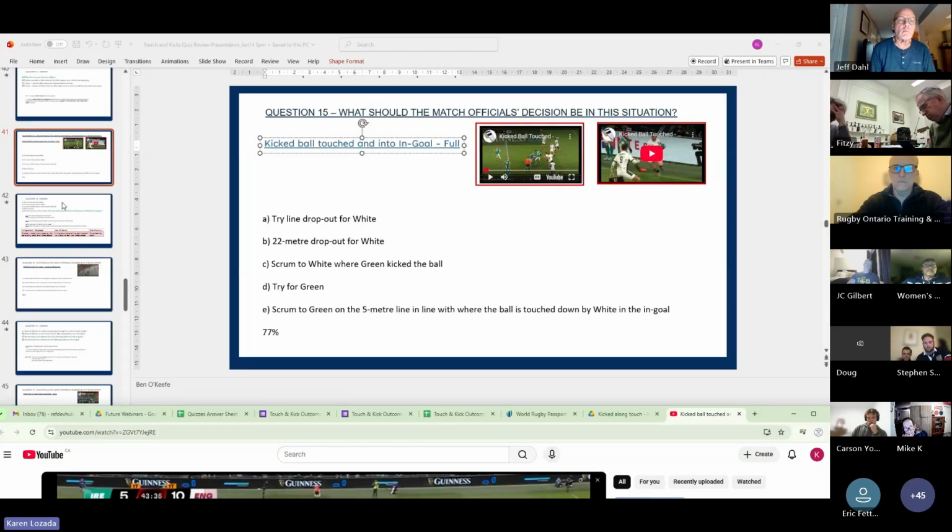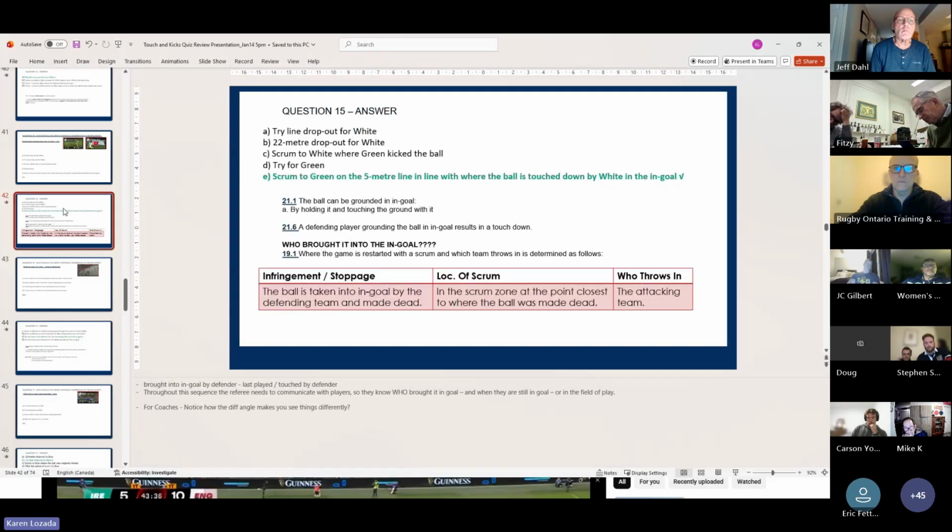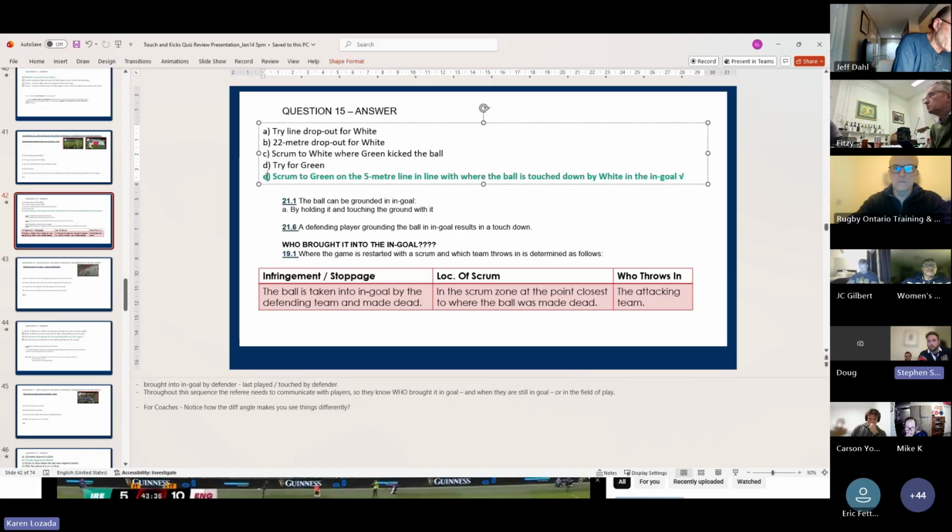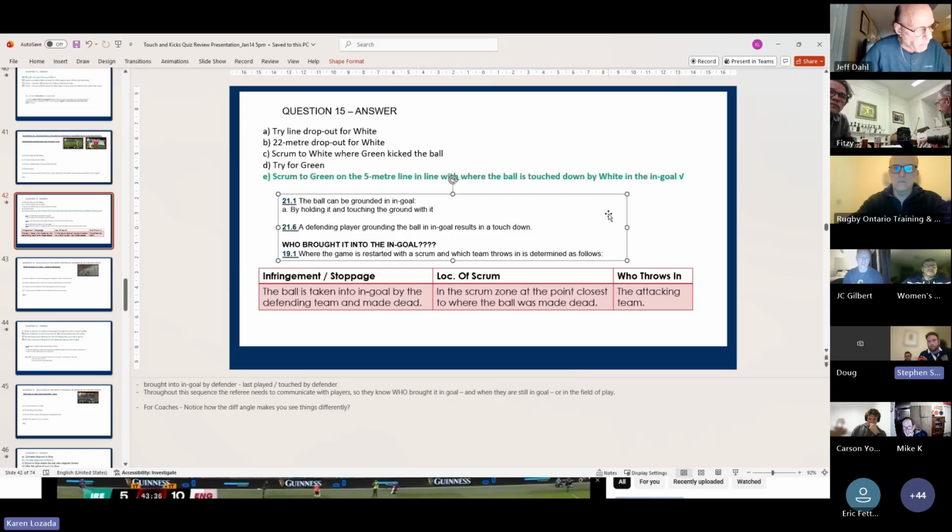Number 15, where is my lit up? Here we go. And then the answer key for 15. So as Stephen, you're about to say, we have a ball taken into the in goal by White and then grounded by White and not turned over by Ireland, like I may have looked and saw and entered incorrectly.